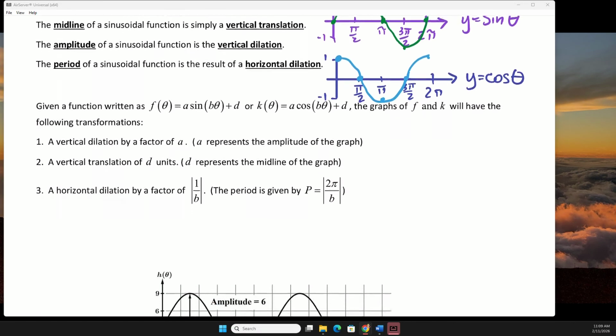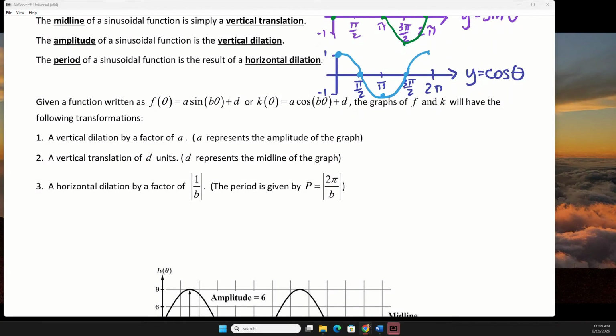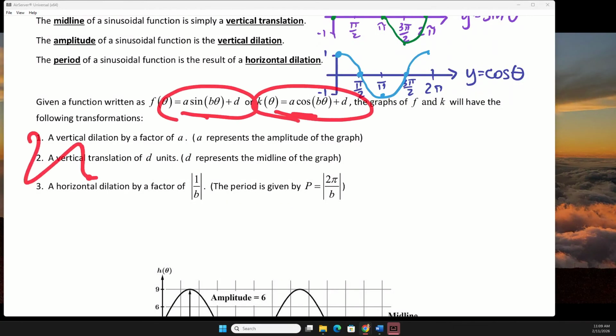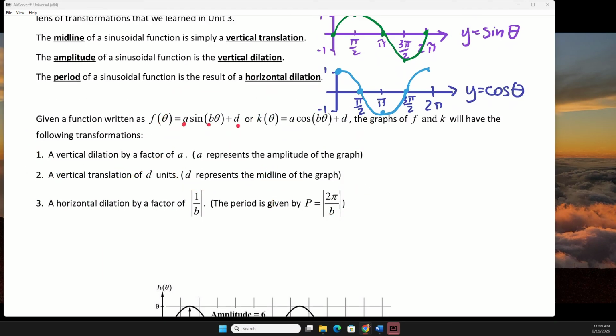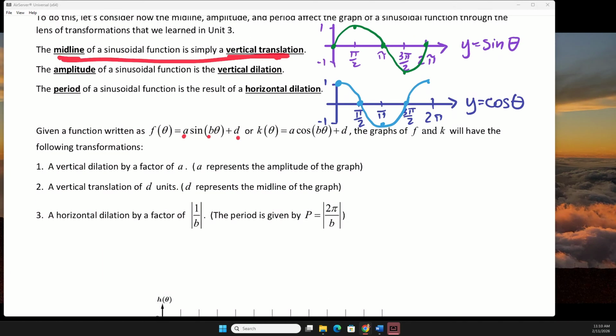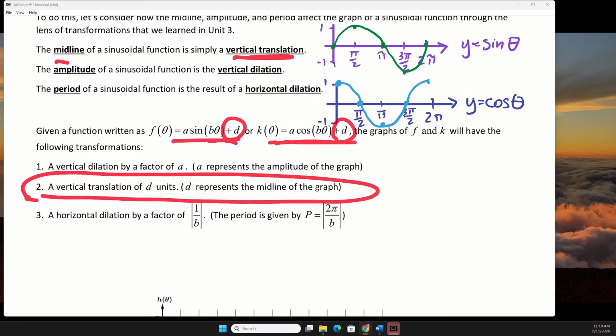All right, and so if we were looking at this generic form of sine and cosine, and without looking at this down here, which one of these letters, A, B, or D, do you think is the midline, if that's the vertical dilation? A doesn't do, I'm sorry, you answered the right question. I said the wrong thing. The midline, sorry, is a vertical translation. Which one is that going to be for a vertical translation? D. So D is going to be the midline, which is what this says.